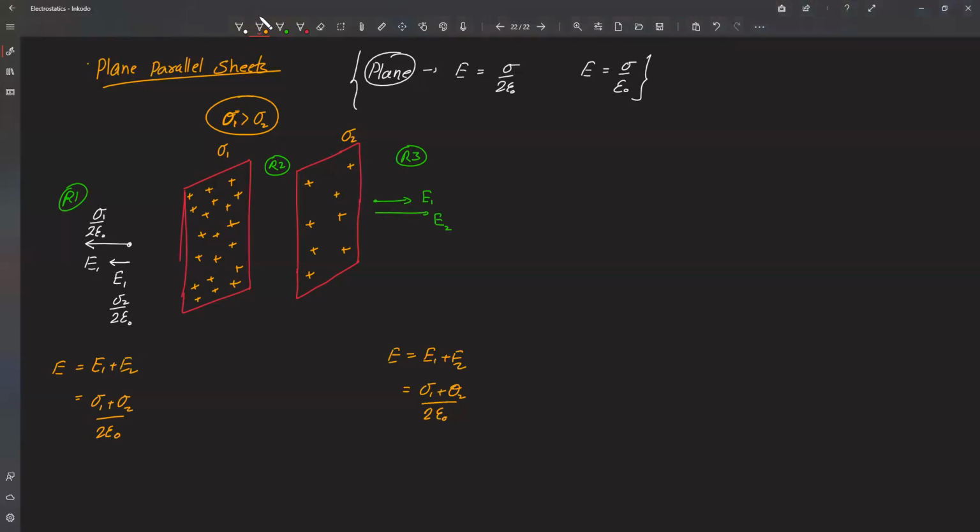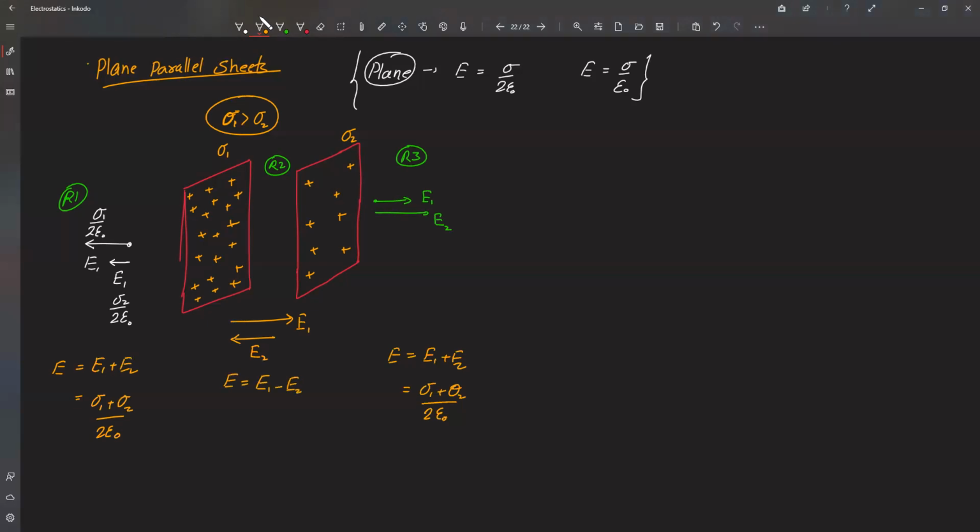But what will happen when you are in between the two plates? At any point in between the two plates, the electric field due to E1 will be in this direction, and the electric field due to E2 will be in this direction, and the field corresponding to the plate which has higher surface charge density will be more in magnitude. So that means E1 is more than E2, and you can see they are in opposite directions. So what will be the electric field here? It will be E1 minus E2.